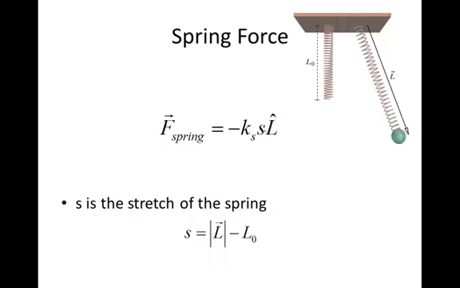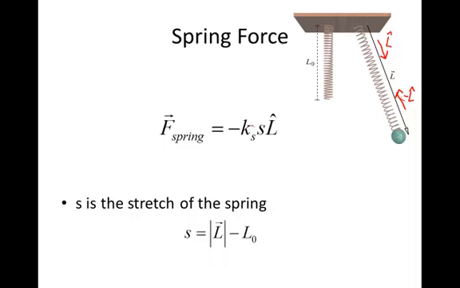So this L hat right here, that's the vector along this direction, the direction that we've pulled the spring or pushed the spring. This minus sign right here is telling us that the force is actually going to be opposite the direction of L hat. So it's actually going to be up like that. That's my negative L hat direction.